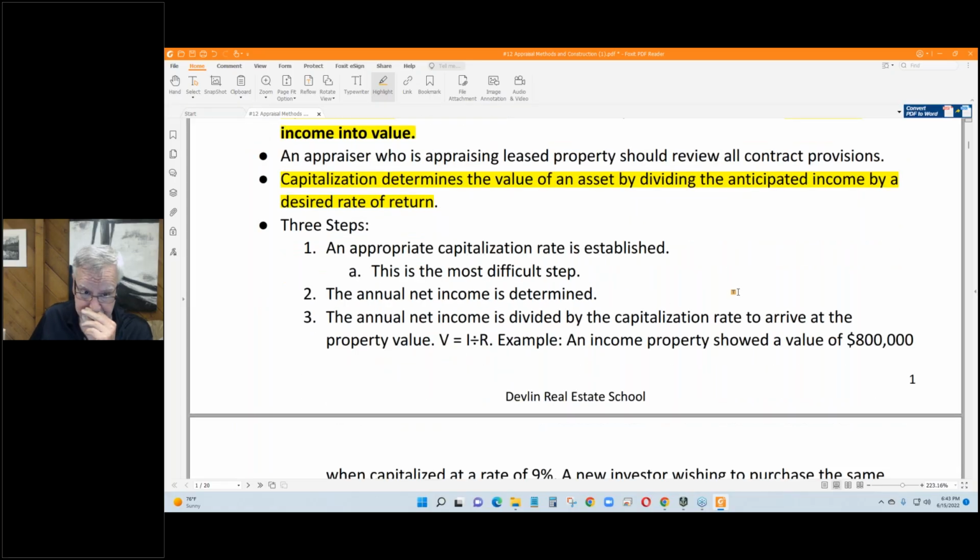There are 3 steps. The capitalization rate is established. This is the most difficult step. I've actually seen other people's material on preparing for the real estate exam, and they saw the question, which is the most difficult step of the capitalization approach, and some of my competitors picked net income, which is wrong. Not only do I say it's wrong, the Department of Real Estate reference book says it's wrong, and the Institute of Real Estate Appraisal says it's wrong. Capitalization, the rate, is the most difficult step. When we get to that, which is coming up, you'll see why.